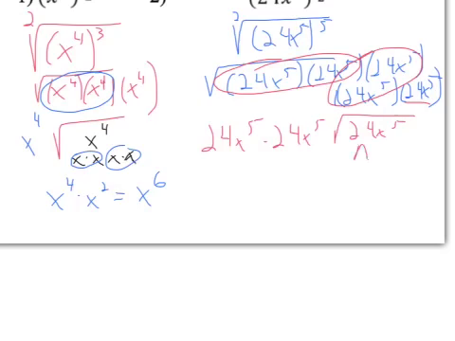24 breaks down to 6 and 4. Right? 6 breaks down to 2 and 3. 4 breaks down to 2 and 2. And then x to the 5th means I have 5 x's. So now I'm looking for pairs because my index was 2. I have a pair of 2's and 2 pairs of x's.